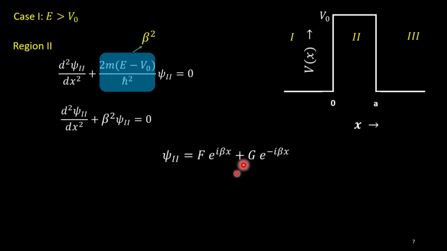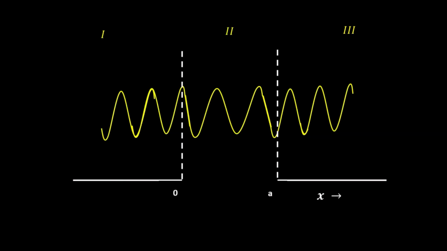Previously we had seen oscillatory solutions in regions 1 and 3, and now we have oscillatory solutions in region 2 also. So in all 3 regions the wave functions are oscillatory in nature. Hence if you plot the wave functions in the 3 regions, we have wave functions like this. Unlike the previous case, here we have oscillatory solutions for all 3 regions.